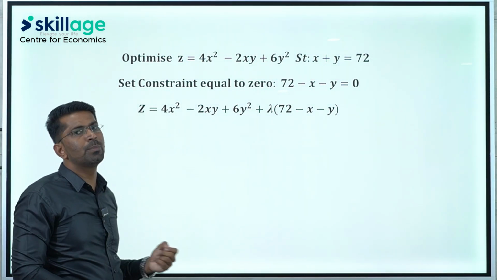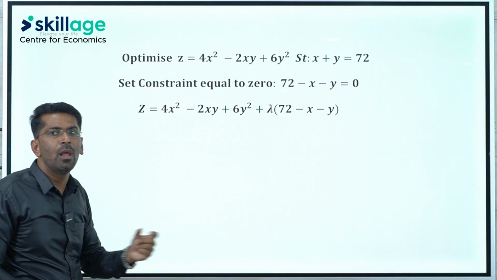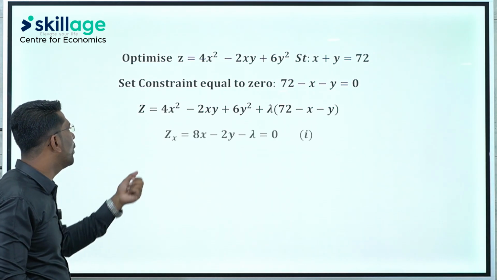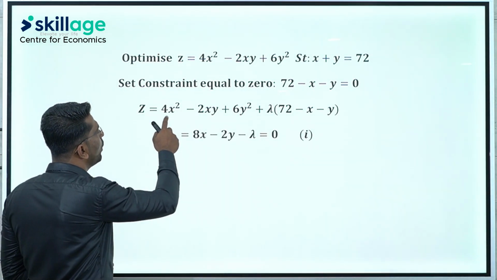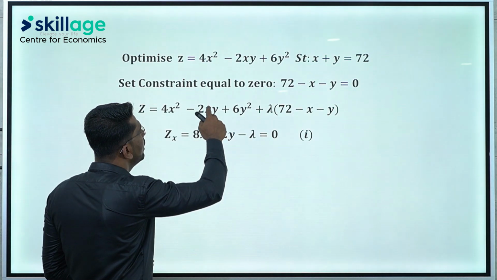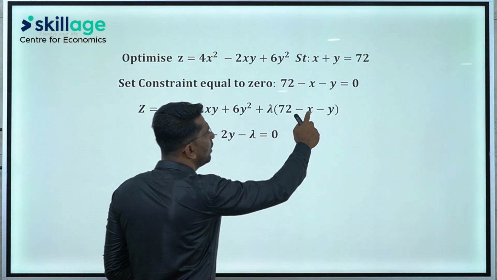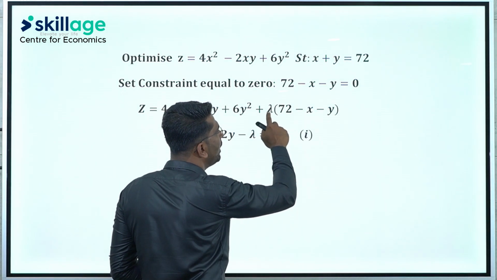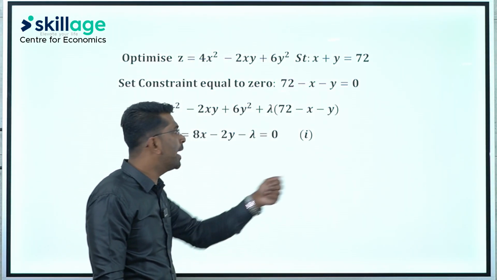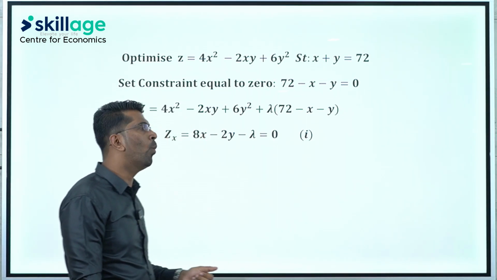So now after forming this particular new function, we are going to differentiate this function partially with respect to x, with respect to y, and with respect to lambda as well. First we are going to take it with respect to x. The derivative of 4x square is equal to 8x. The derivative of minus 2xy, keeping the y term constant, the derivative of x is equal to 1, so 1 into minus 2y, which is equal to minus 2y. Then here we have an x term also. It is minus x, but it is multiplied by lambda. The derivative of minus x is minus 1, and minus 1 multiplied by lambda is minus lambda. And then I am equating with 0, and this is equation number 1.